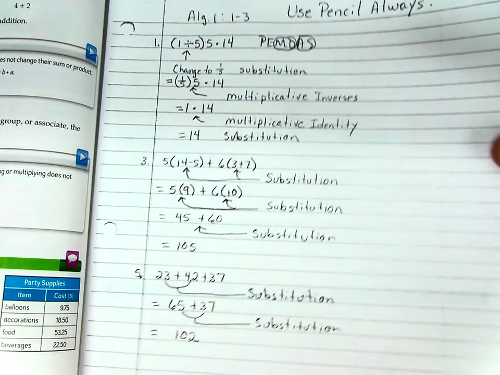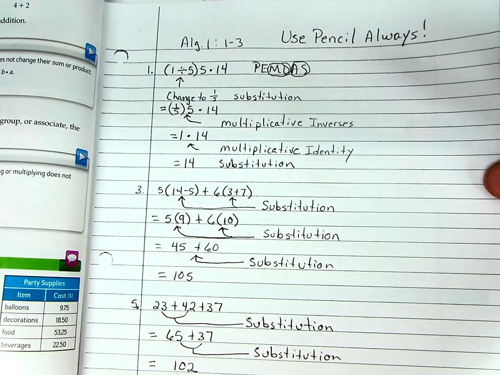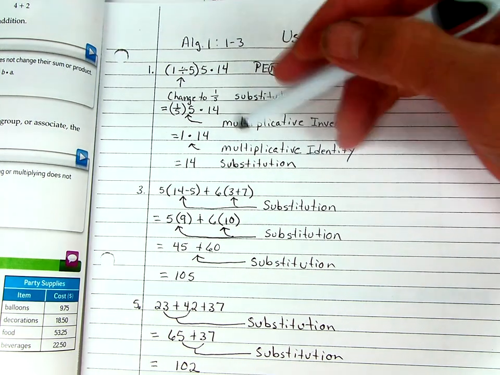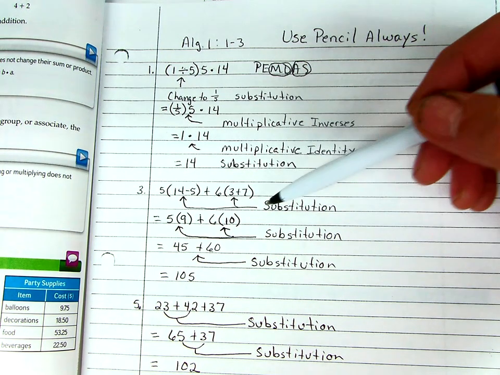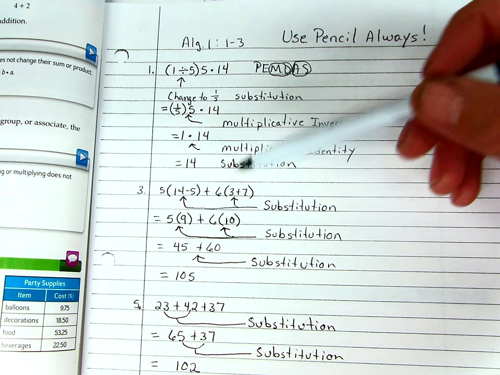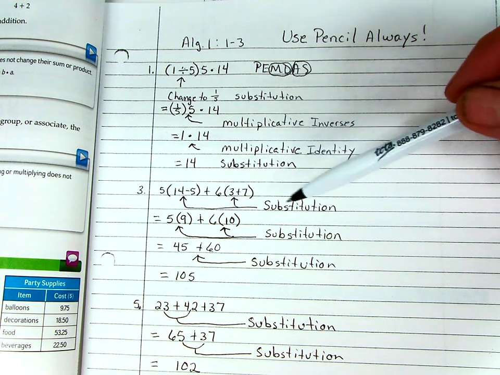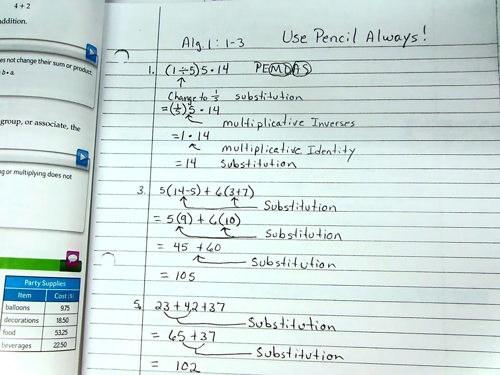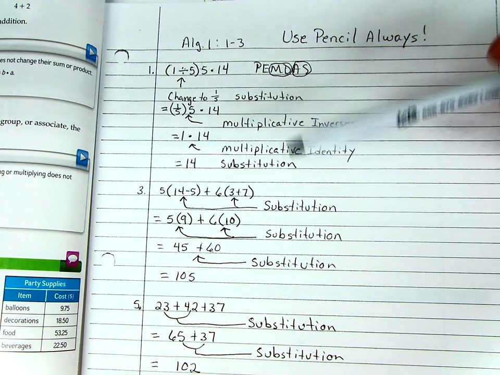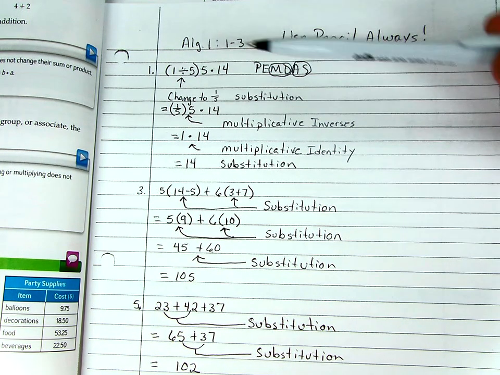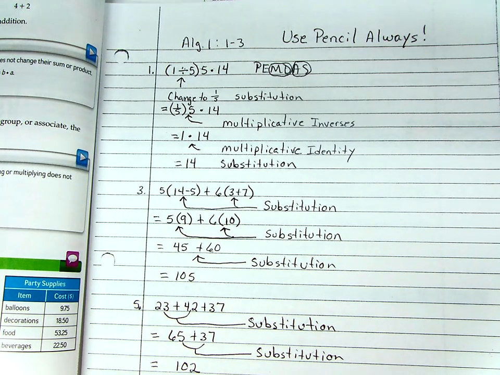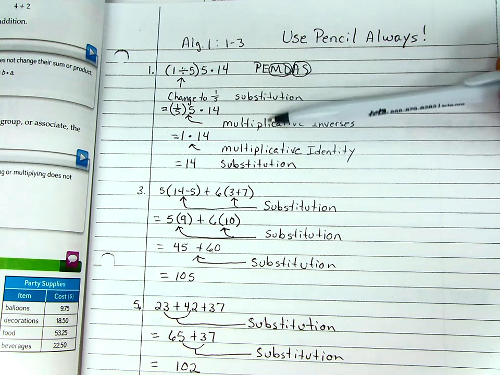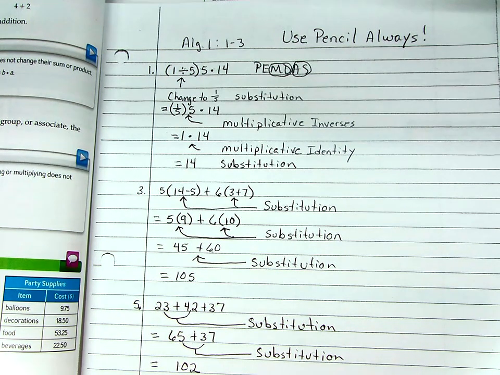Okay, this is the way that your work should look. You don't have to draw arrows like I did. I did that so you could see what I was doing and where this applied. You don't have to draw the arrows. What you do need to do, though, is you need to show every step just as I did, and you need to write out the properties that you use to follow through with that step.